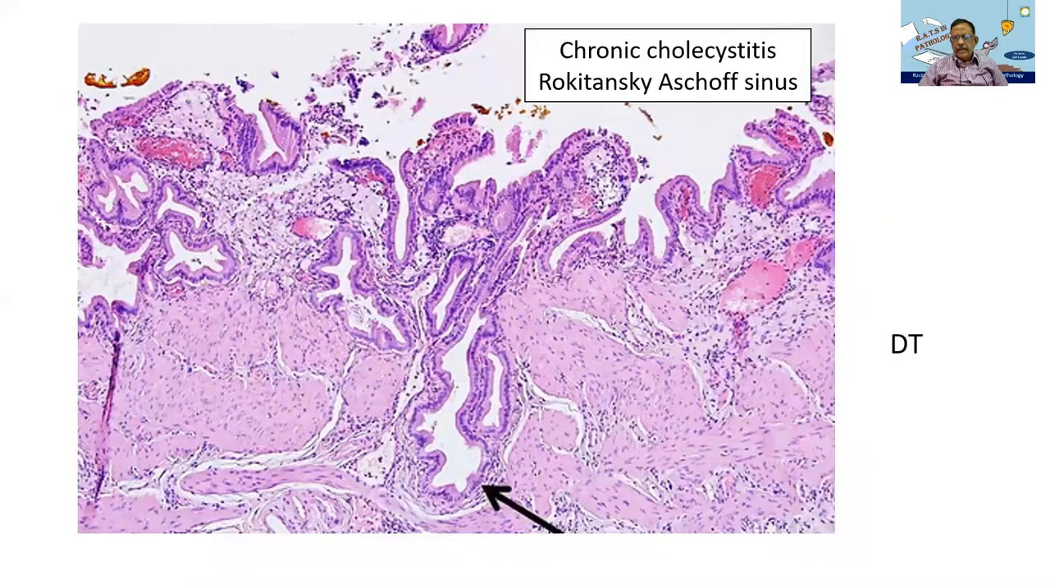In the next picture, it will be clear. Look at this one, the mucosa that is thrown into folds, and then there is inflammation, there can be fibrosis. Look at the pale tissue over here. These are all fibrous strands, which are pulling down the mucosa, forming what is called a Rokitansky-Aschoff sinus. Draw this picture.